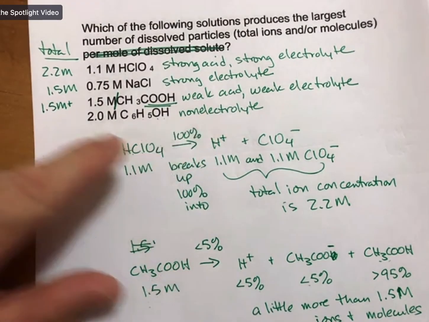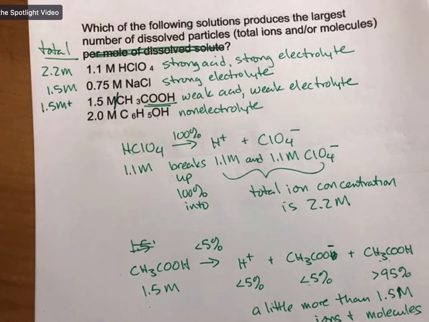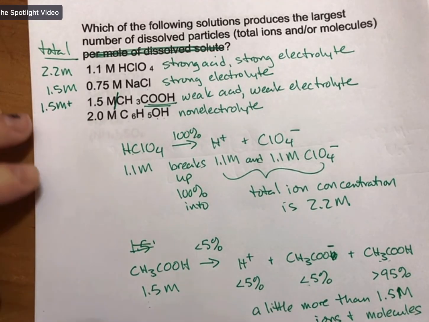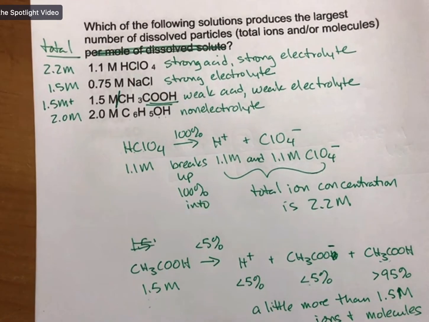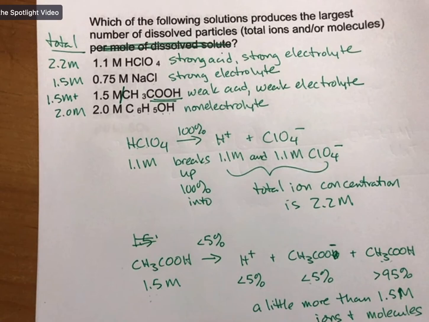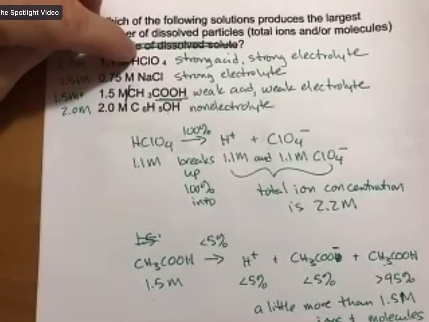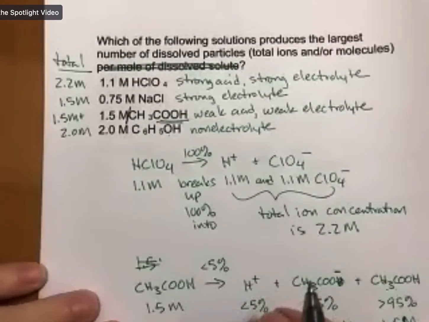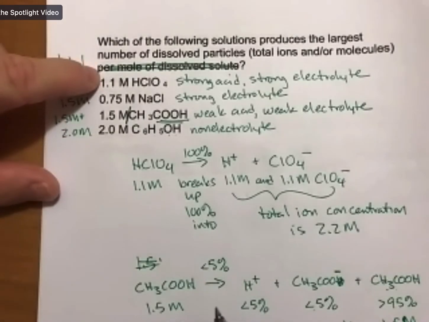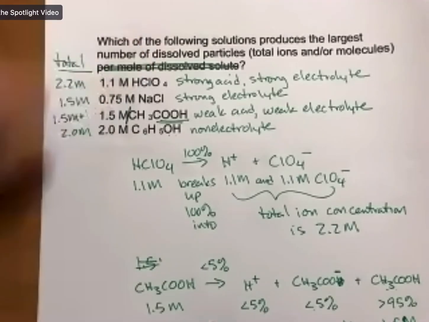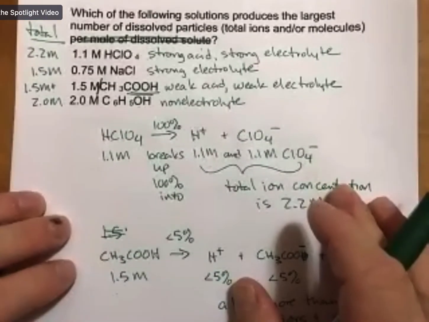Now my non-electrolyte, I have 2 molarity of it, but it does not break up at all. It dissolves and stays as whole particles. So I'm just going to write 2.0 molarity there. And that is the entire process for figuring out which one has the largest number of dissolved particles. It is going to be my HClO4, my perchloric acid, because it has the largest concentration times the largest number of particles, compared to the sodium chloride. Any questions about that?